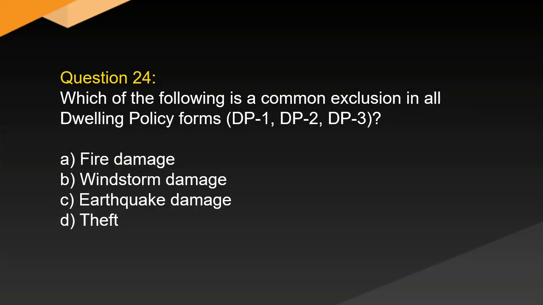Question 24. Which of the following is a common exclusion in all dwelling policy forms, DP-1, DP-2, DP-3? A. Fire damage. B. Windstorm damage. C. Earthquake damage. D. Theft.